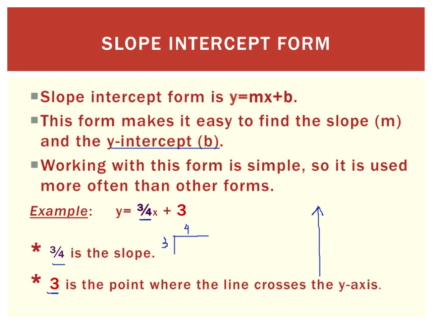Okay, the y-intercept is the point where the line crosses the y-axis. Okay, so if we think back to our coordinate plane here, we have our x-axis and our y-axis. So in slope-intercept form, 3 is the y-intercept, which means I cross the y-axis at the point 0, 3. Okay, 0 because that's how many x units I'm moving, up 3. Okay, so that is the y-intercept.